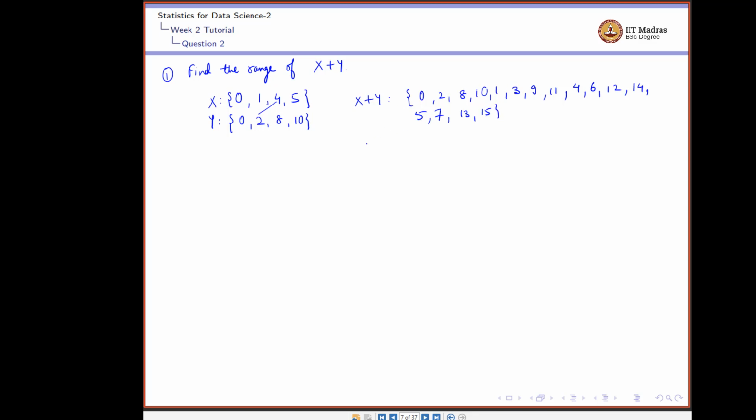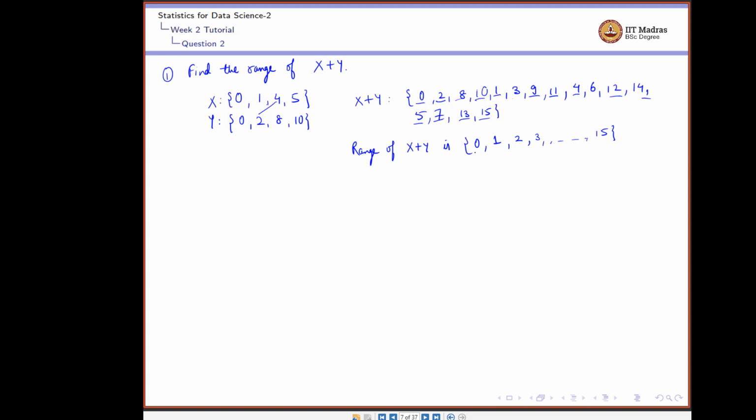So if you write this properly in ascending order, you will get the range of x plus y. You can see you have 0 here, 1, 2, 3, 4, 5, 6, 7, 8, 9, 10, 11, 12, 13, 14, 15. So the range of x plus y is 0 to 15.